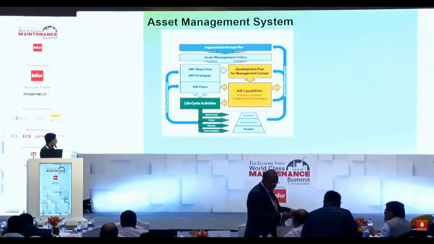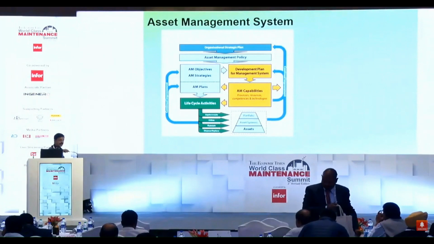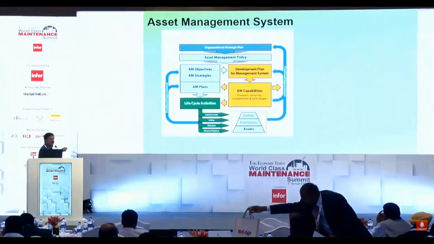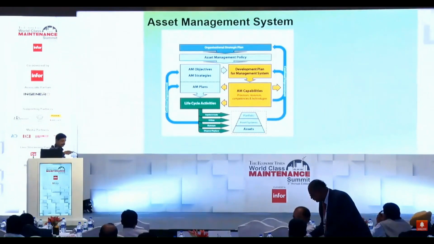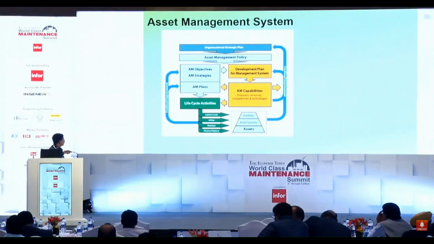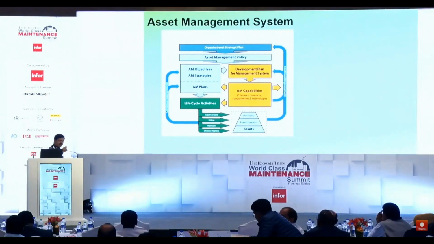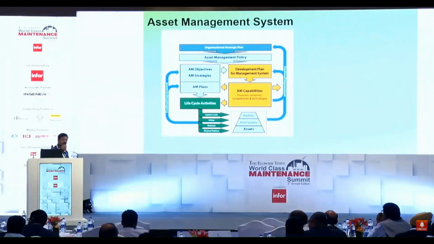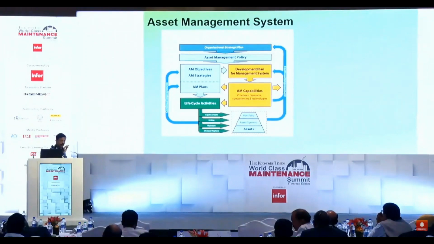Now these AM plans are deployed on various life cycle activities, starting from machine acquisition, utilization, maintenance, and replacement. These are different life stages of a machine. Different life stages of a machine need different maintenance strategies. And there is a parallel development plan for asset management capability. These are the frameworks, the most general framework.